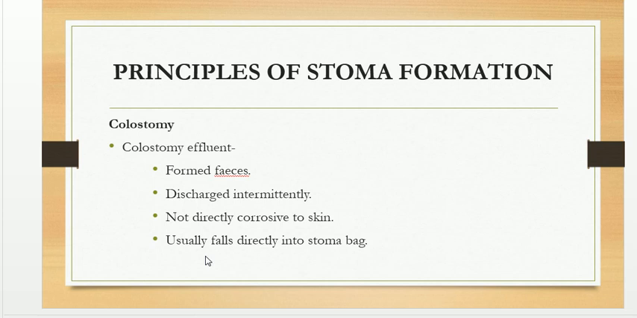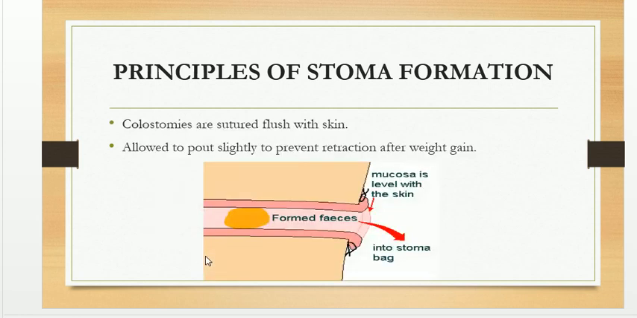The stools fall directly into the stoma bag, and the problems which occur with the ileostomy don't occur with colostomy formation, and we don't need any spout in the case of colostomy formation. It can be flushed with the surface, because formed stool will come out of this stoma for the colostomy.